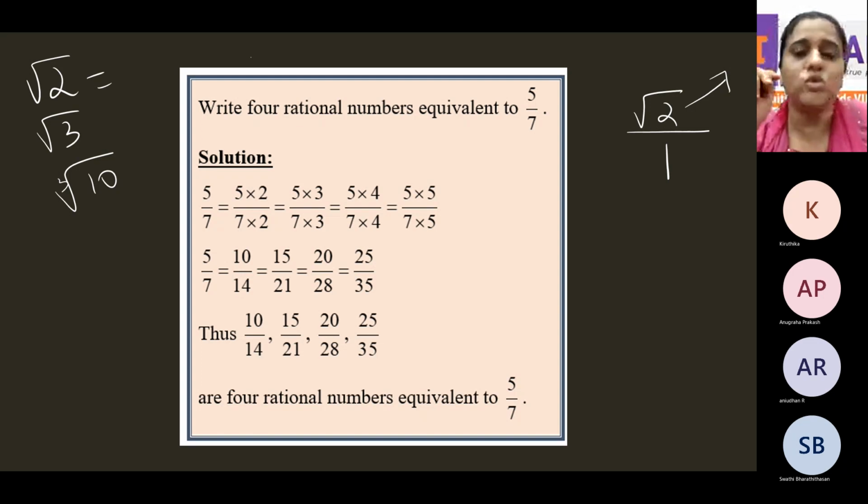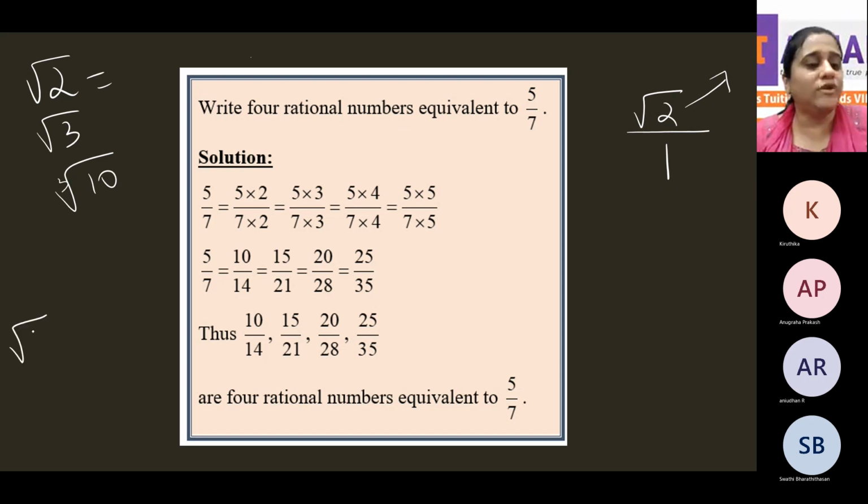You can write √2 as √2 by 1. But it is not p by q because √2 is not an integer. 1 is an integer, but the numerator is not an integer. Correct? So this is not a p by q because p by q means integer by integer. So here √2 is not an integer. So we are talking about from where do we get these non-terminating, non-repeating decimals. The values of expressions like √2, √3, cube root of 10.